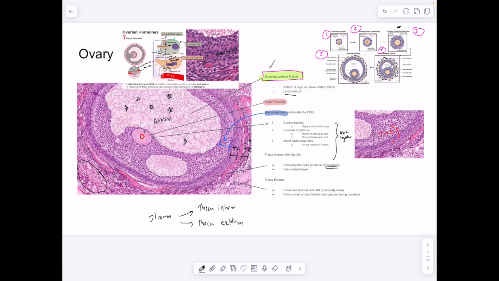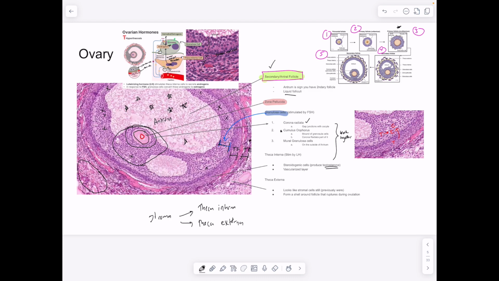And so it's kind of jumping ahead, but now we have our secondary follicle. We still have our zona pellucida around our primary oocyte. We have our granulosa cells here. These are mural granulosa cells around the edge. This section right here is the cumulus oophorus, which is a mound of granulosa cells, and then a part of it right here around the oocyte itself is the corona radiata. And then again, these are mural cells on the outside.